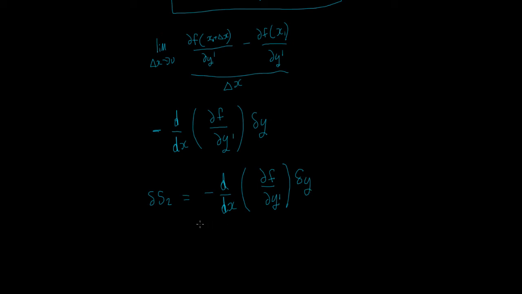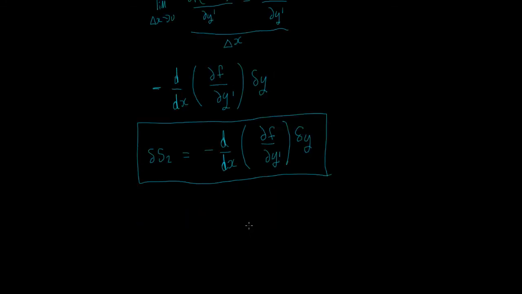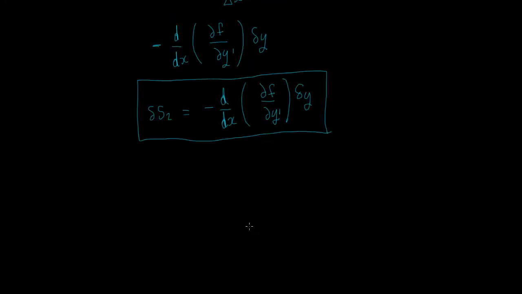Now that there is our delta S2. We're now at the point where we were in the previous video. That there is the change in the value of S due to the change in the gradient. Now we'll continue with this and we'll finish off and get the final equation that we're looking for, because all we need to do is add the two together. So what we'll do is we'll add delta S1 plus delta S2.